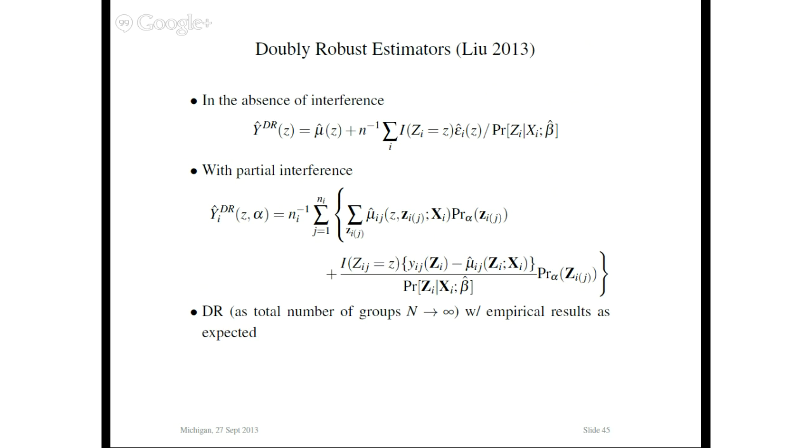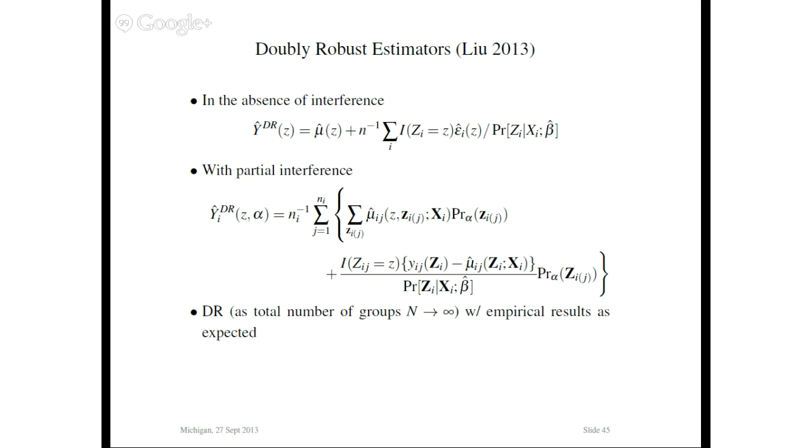So most of you perhaps are familiar with doubly robust estimators in the absence of interference. They look something like this. This is one way you could write down a doubly robust estimator. So the idea here is that you have two models. One is you model the outcome with a regression model, and then the other model is the model of the propensity score. And these estimators are doubly robust in the sense that you get a consistent estimator if either one of those models is correct. You don't necessarily need both of the models to be correct.